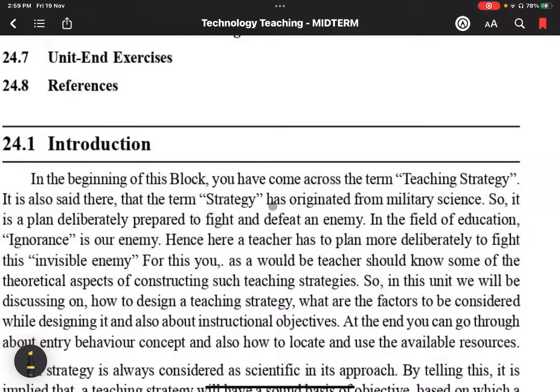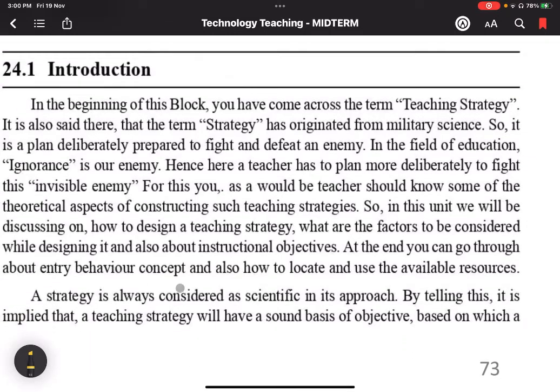The term strategy has originated from military science, or it is a plan deliberately prepared to fight and defeat an enemy. In the field of education, ignorance is our enemy. Hence, here a teacher has to plan more deliberately to fight this invisible enemy. Strategy is always considered as scientific in its approach. By telling this, it is implied that the teaching strategy will have a sound basis of objective.